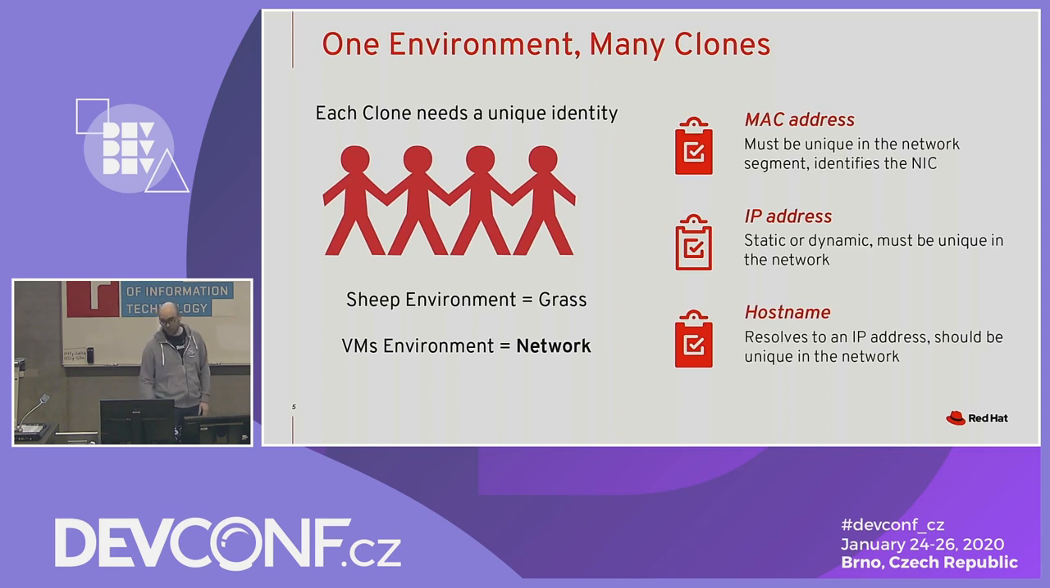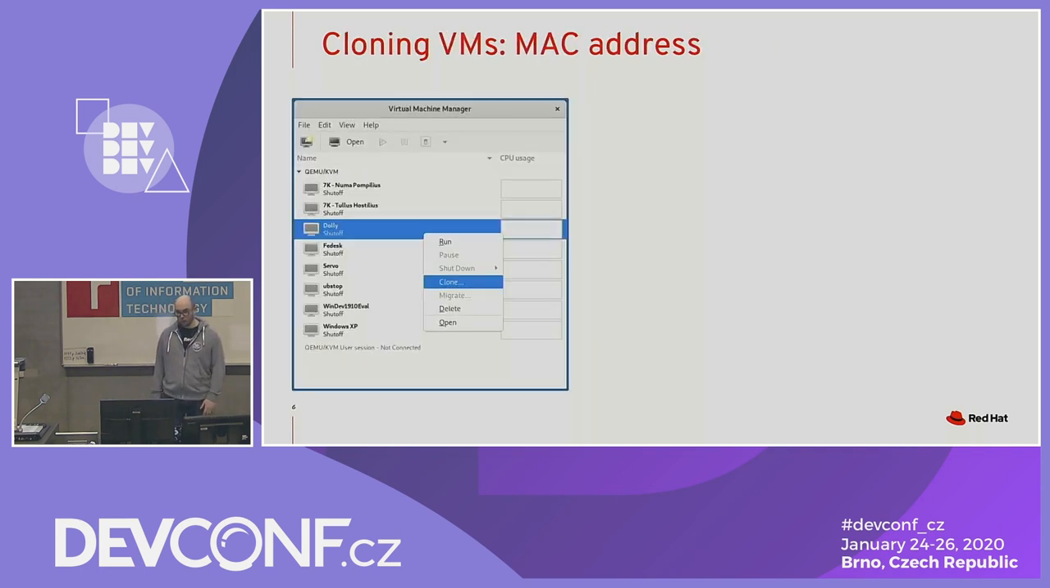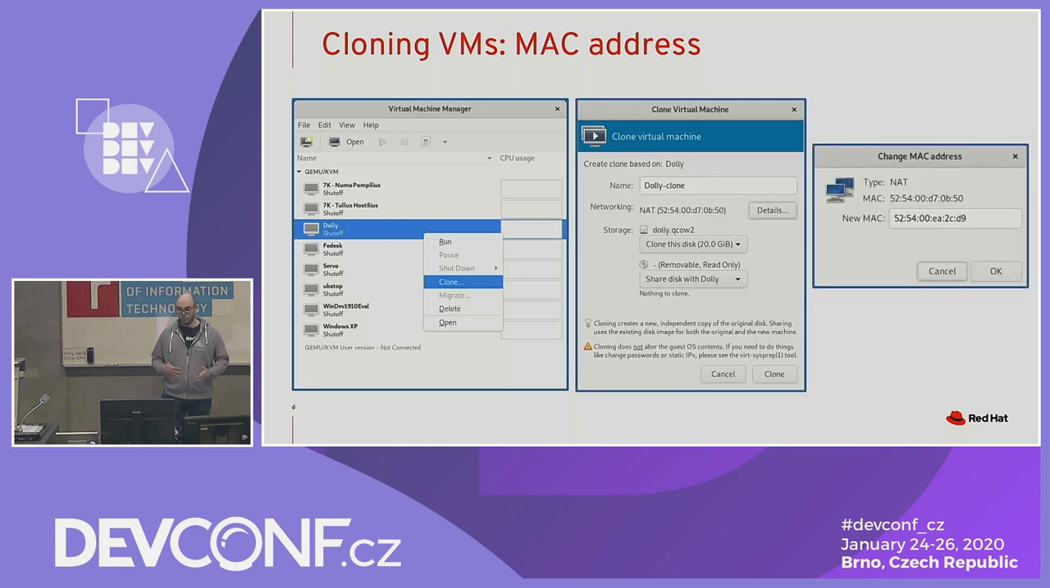Let's look briefly at what happens when you clone a virtual machine for each one of these. Let's start with the MAC address. So here we clone the virtual machine with Virtual Machine Manager, but any cloning tool will do basically the same, and will take care of the MAC address for you. It will automatically change it. If you want, you can put a custom one, but you are not required to. This is all set. What about the IP address?